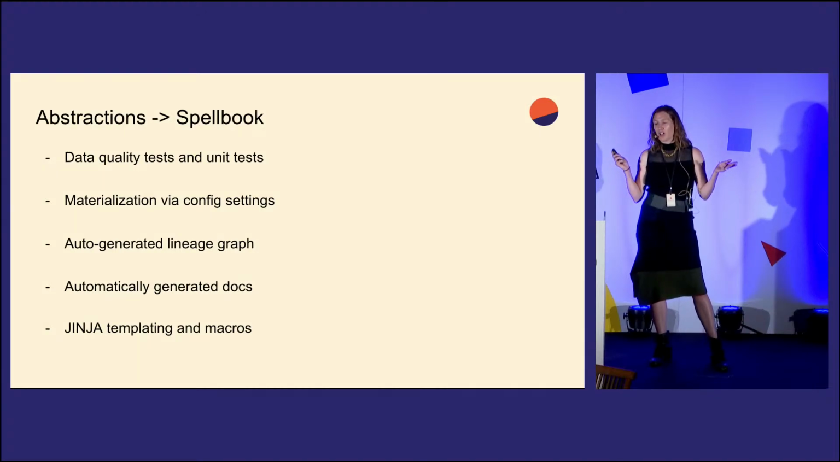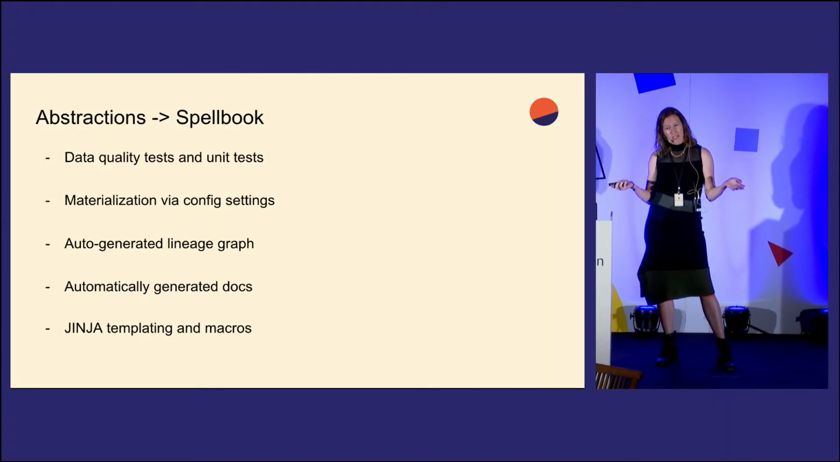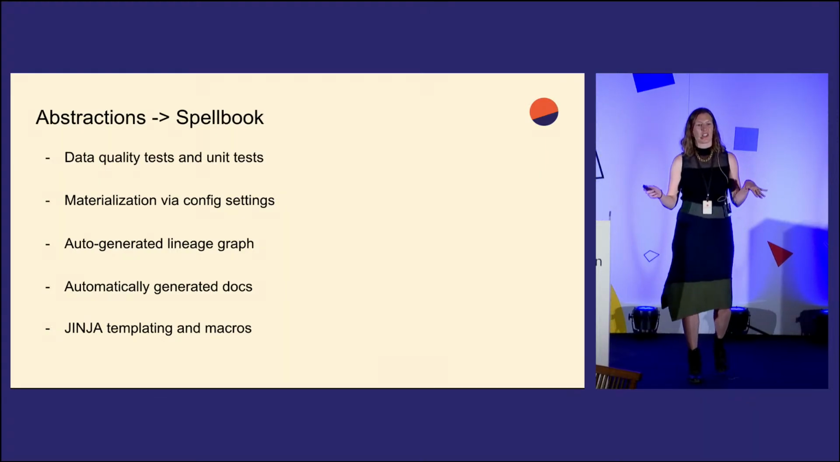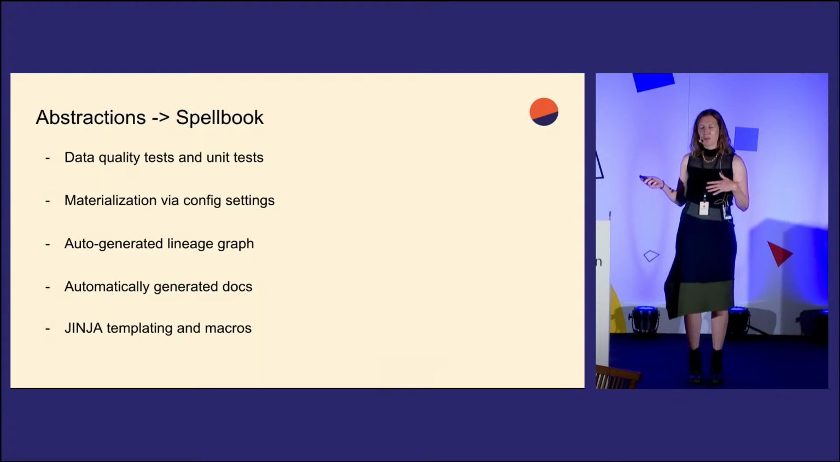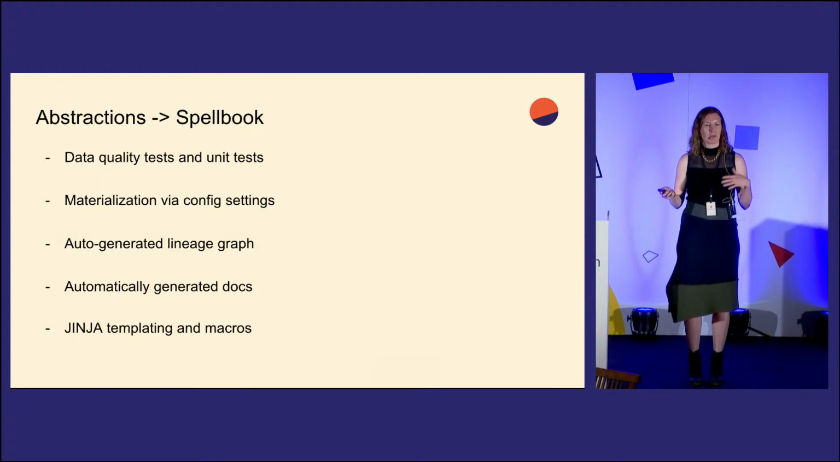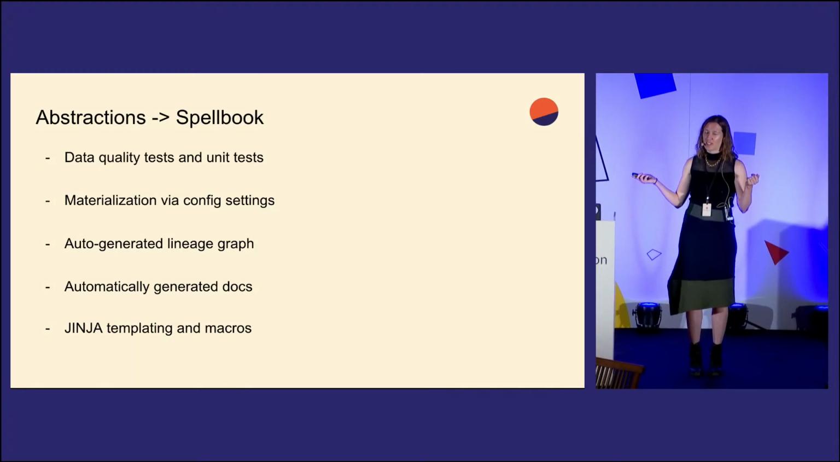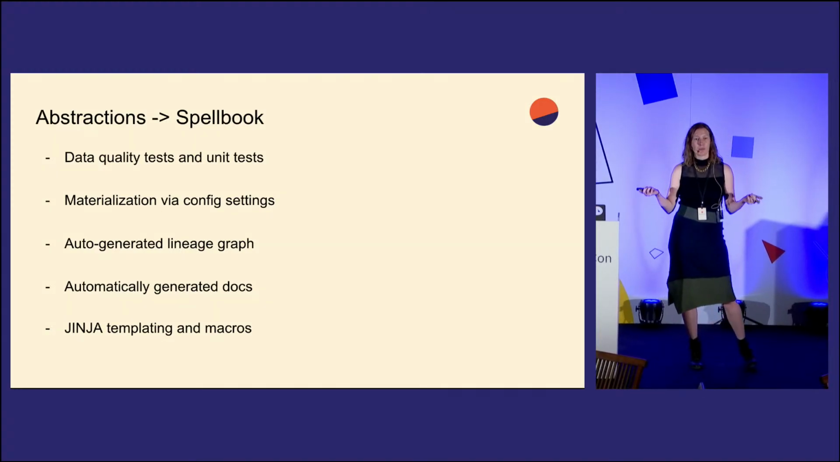We also have auto-generated lineage or dependency graphs, which maybe wasn't so clear on the other side, but it was a big headache for us on V1 because we had these complicated mind maps of the order that we had to deploy things in, and now that's all managed automatically for us by DBT. We also have automatically generated documentation.